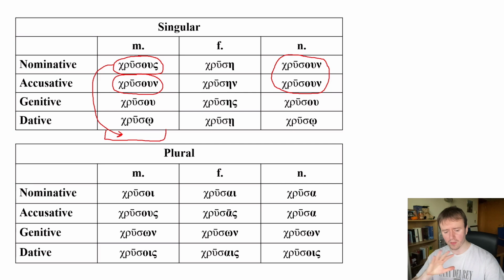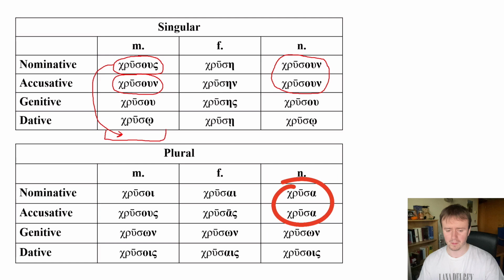But if you look at all of the other forms, ladies and gentlemen, they are exactly the same as those of a usual 2-1-2 adjective. There would be a difference in terms of accentuation, but we are not concerned with accents, so for us, they look exactly the same.